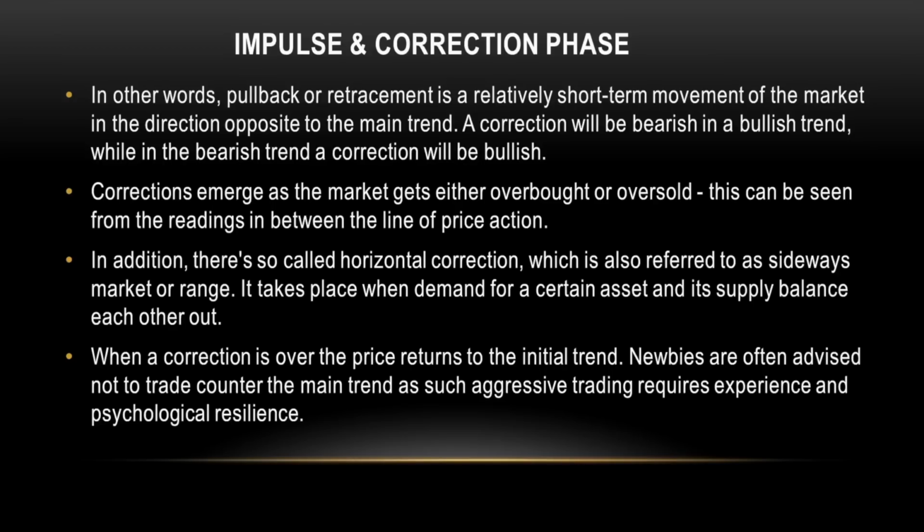In other words, what we mean by this, guys, is that in impulse moves and corrections, we have pullbacks or retracements. These are relatively short-term movements of the markets in a direction opposite to the main trend. A correction will be bearish in a bullish trend, while in a bearish trend a correction will be bullish.